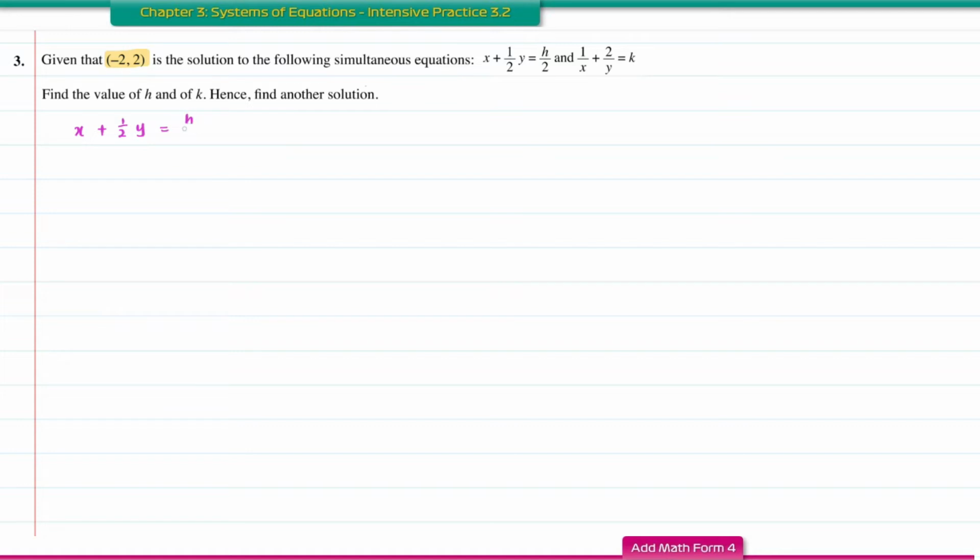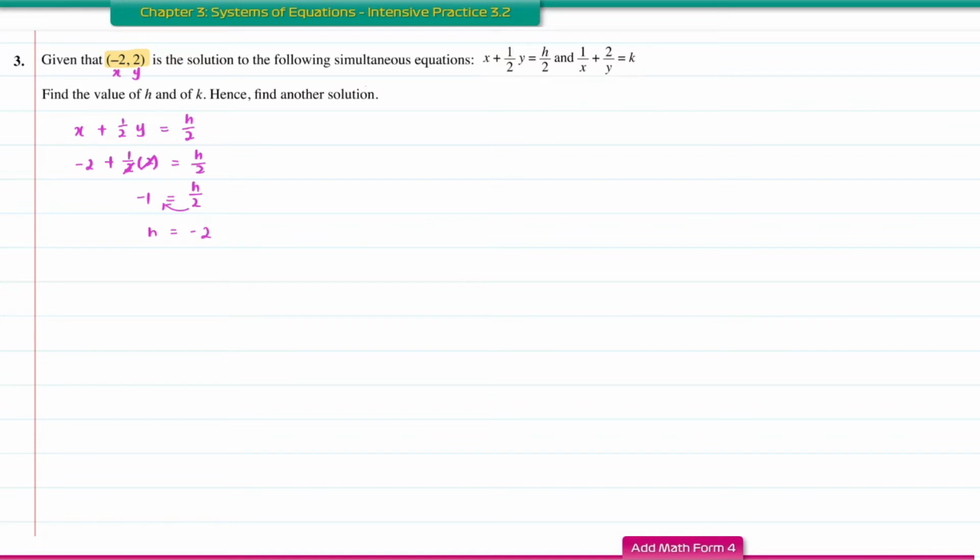the equation itself. So for the first equation here, which is x plus 1 over 2 y equal to h over 2, the x here we are going to substitute with negative 2, and the y we are going to substitute with 2. All right, so here will be cancelled. Negative 2 plus 1 is negative 1 equal to h over 2. So we're going to move this 2 to the other side. Therefore, h is equal to negative 1 times 2, which is equal to negative 2.